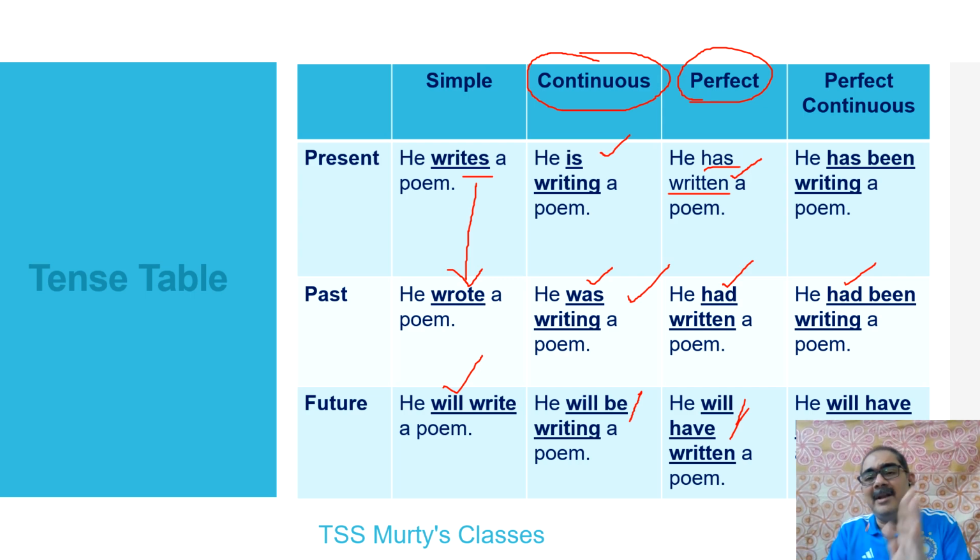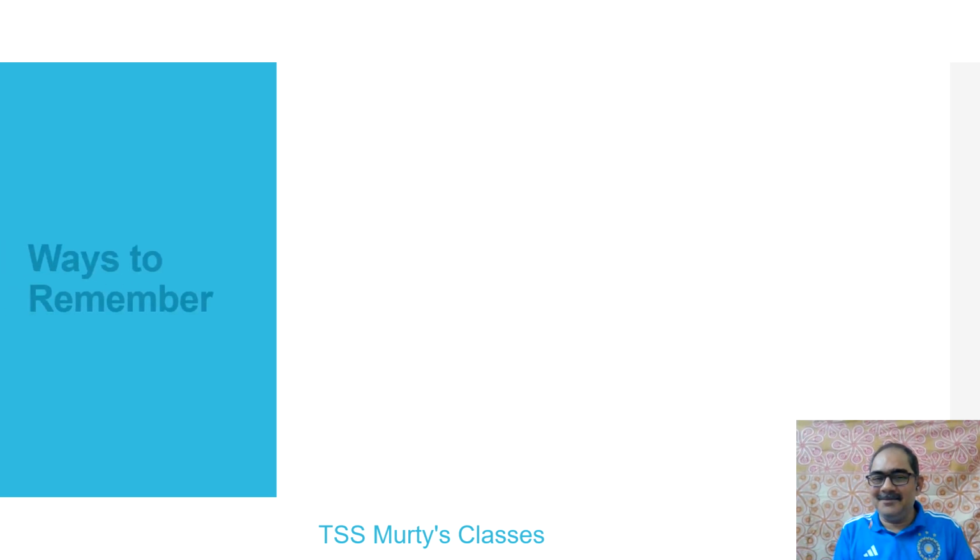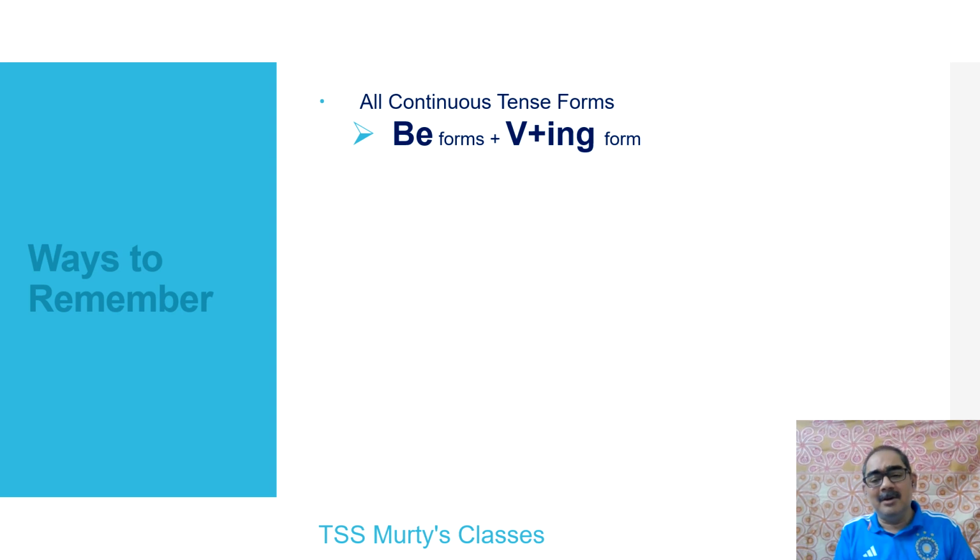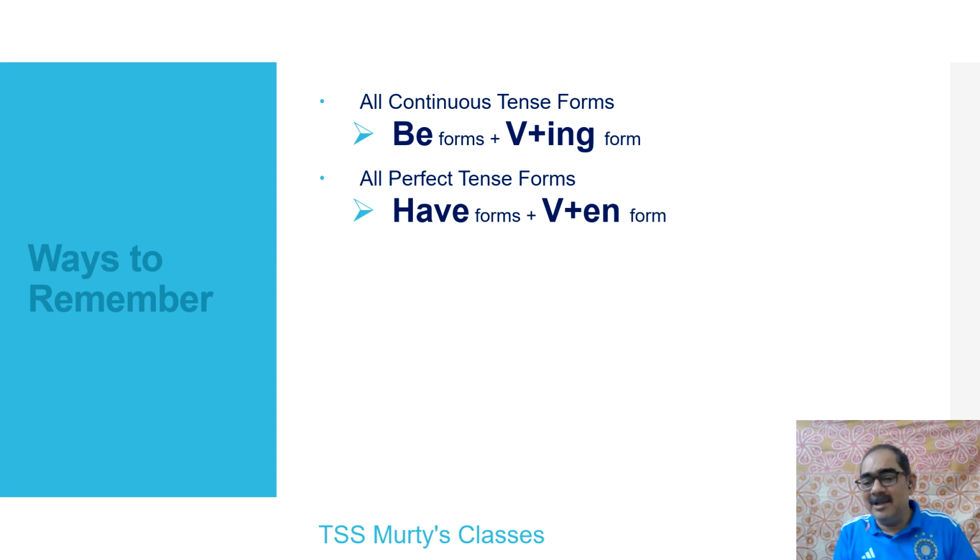While the uses can be plenty for each of them, which might not be possible to express in this video, let me tell you, this is the ease with which we can remember. So let me quickly sum up. If you have understood the formulae, just one more formula and one chapter is done more or less. Ways to remember? Well, all continuous tense forms. What did we say? Be forms plus verb ing form of the main verb. All perfect tense forms. What did we say? Have forms and verb en form.